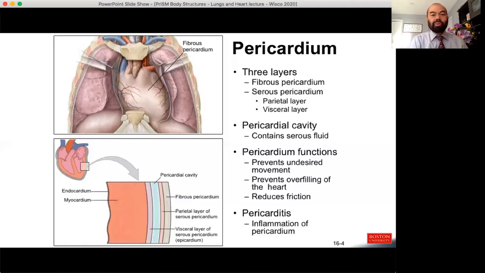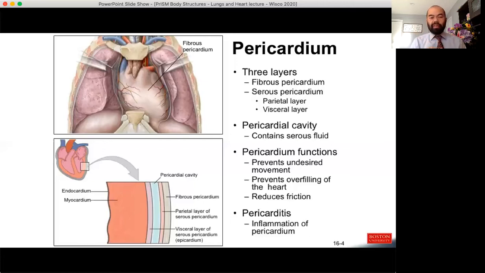It's not filled with enough fluid to cause surface tension between the visceral serous pericardium and the parietal serous pericardium. So that pericardial cavity needs to be empty. There is some serosal fluid in there, but it's mostly empty space. The problem becomes when the pericardial cavity is filled with too much serous fluid, or in trauma cases with blood. The pericardial cavity is not a potential space, excuse me, it is a space.